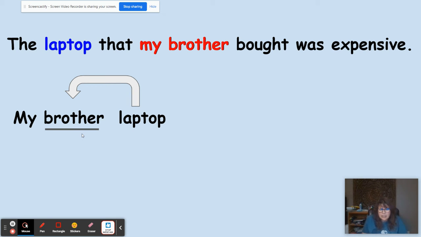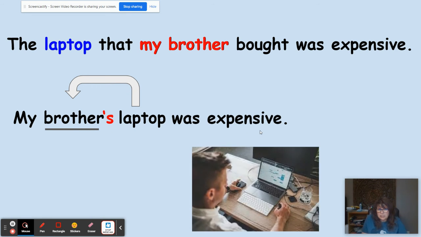And how do I do that? When it's singular, remember when it's singular, we add apostrophe S to make it a possessive. So that will be my brother's laptop. Now, what do we know about my brother's laptop? Was expensive. So now the new sentence, my brother's laptop was expensive.